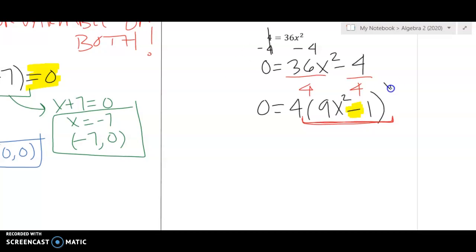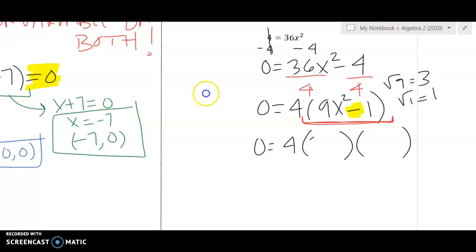And you want to make sure they're perfect squares. So is 9 a perfect square? Yes, it is. It's 3. And is 1 a perfect square? Yes, it is. It's 1. So I have 0 equals 4. That just drops down. And then I make my factors. I'm going to put my numbers in. So 9x squared separates into 3x and 3x because the square root of 9 is 3. And then the 1 separates into 1 and 1 because the square root of 1 is 1. See how the pieces are exactly the same? That's good. You want that. One of them, however, is going to be plus and one of them is going to be minus.